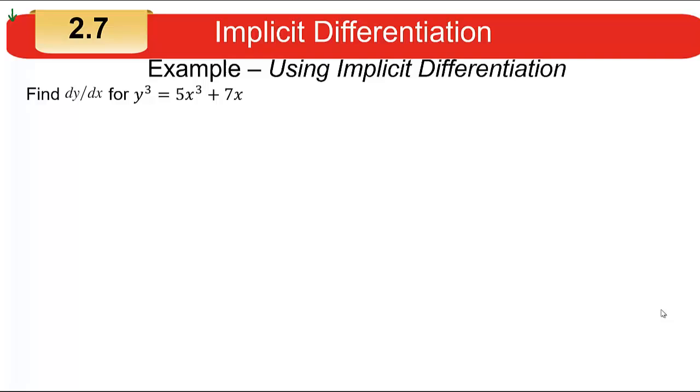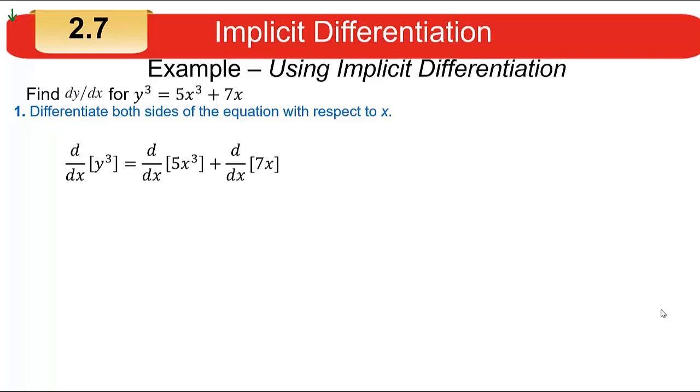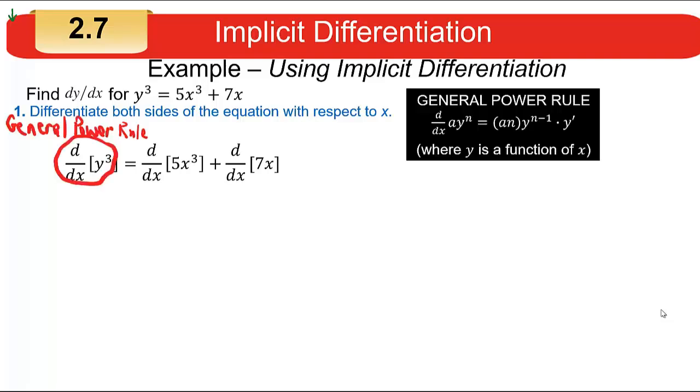Let's start off with one of the simpler examples that I can think of. The equation is y cubed equals 5x cubed plus 7x, and I want to find dy over dx. Step 1, differentiate both sides of the equation with respect to x. So I want to take each term. You've got a y cubed, take the derivative with respect to x. On the other side, you've got 5x cubed, take the derivative with respect to x. And then you've got a plus 7x, take the derivative with respect to x. All 3 terms. So let's take them one at a time.